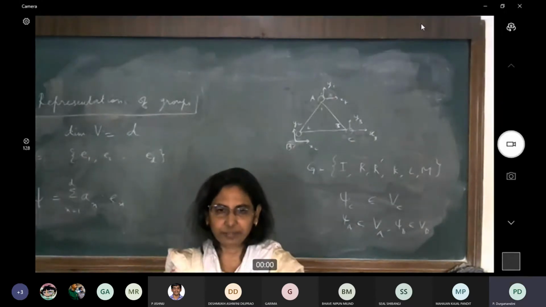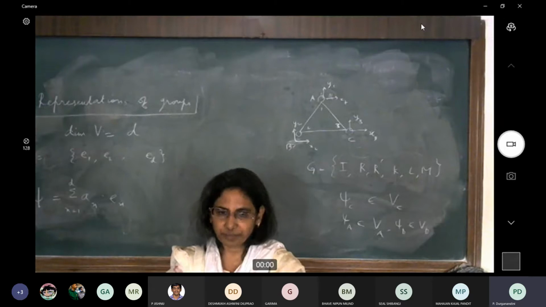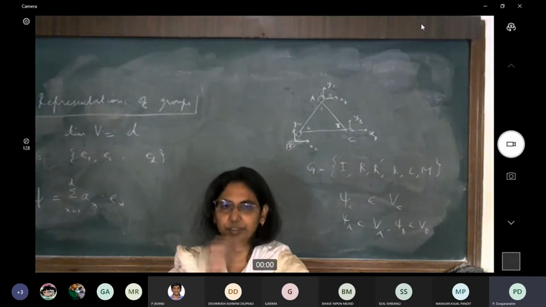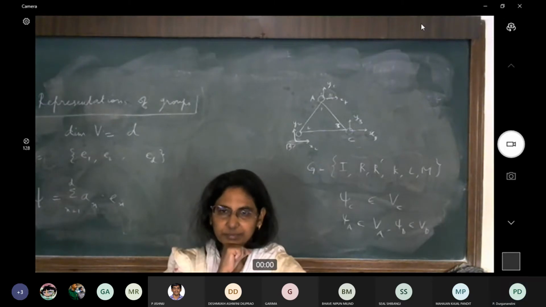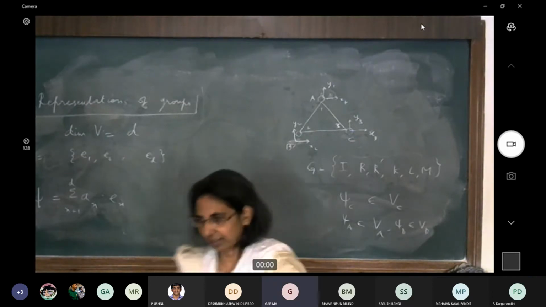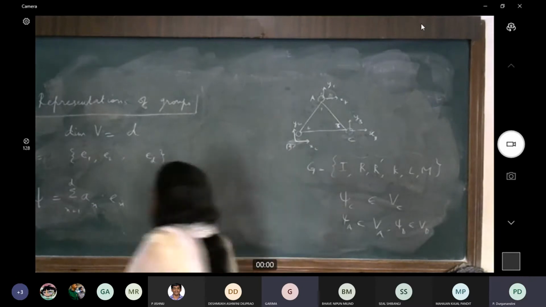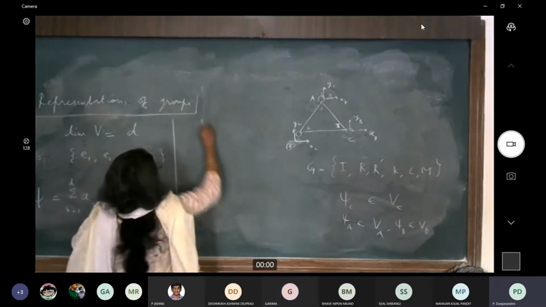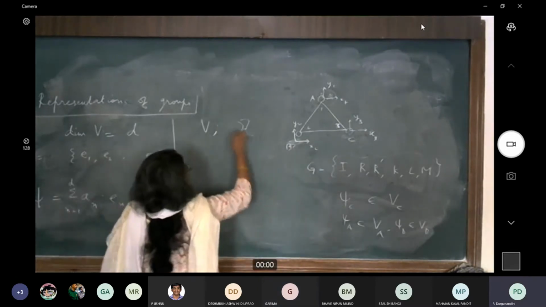So you have a vector space. The vector space consists of some vectors. Now, what does a linear operator do on the vectors? We transform that vector into another vector which belongs to the same vector space. So given a vector space, I can also construct some linear operator A.